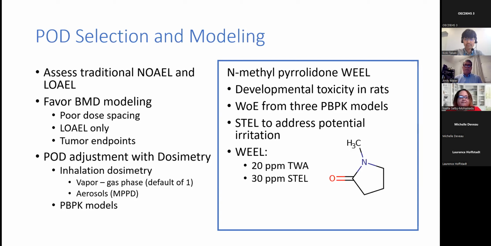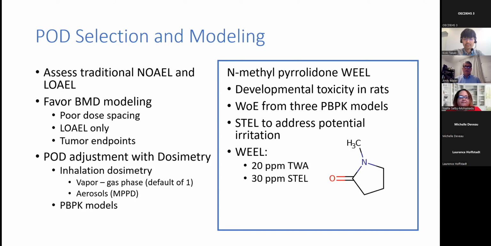With regard to points of departure selection and modeling, we try to use all the best available science and tools that we have. So again, we do usually assess traditional NOELs and LOELs. And if we think benchmark dose modeling will provide added value, then we will use that. Usually that is in the case when we have poor dose spacing in the critical studies, LOEL only, so the lowest dose showed adverse effects, or for tumor endpoints. And then we'll also apply point of departure adjustments using dosimetry tools.